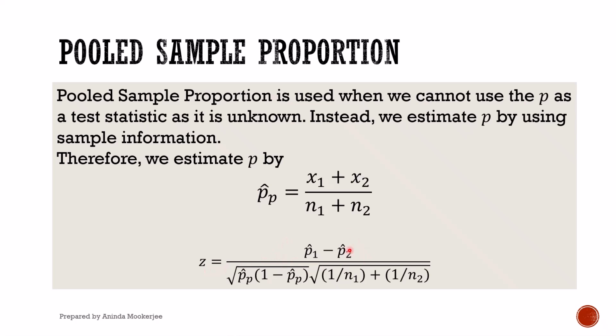So on top over here in the numerator, we have p hat sub 1 minus p hat sub 2, divided by the square root of p hat sub p, which is the pooled sample proportion, times 1 minus p hat sub p, times the square root of 1 divided by n sub 1 plus 1 divided by n sub 2. So this is the formula we are going to use to calculate our z values in the inferential studies.